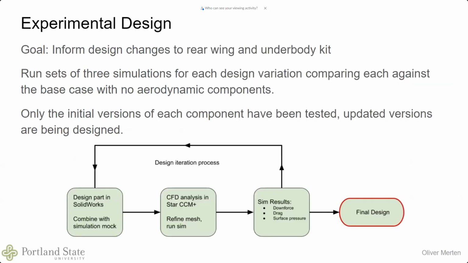There's a pretty basic experimental design process. You design a part in SolidWorks, set it up with a simulation mock, which is like a mock car and a driver, throw that into CFD, refine your mesh, and run the simulation. The results I'm getting out are downforce, drag, and surface pressure distributions. That will be iterated to change the geometry of the parts until we have a final design that produces an increase in downforce compared to the original design.